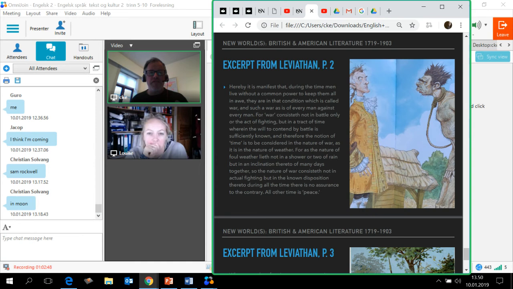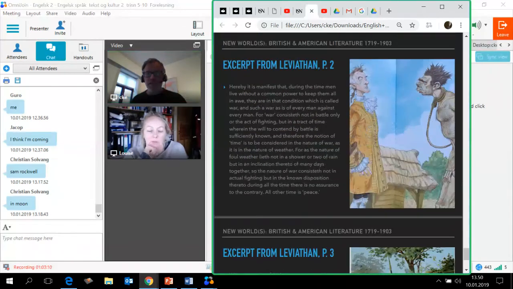"For as the nature of foul weather lieth not in a shower or two of rain, but in an inclination thereto of many days together, so the nature of war consisteth not in actual fighting, but in the known disposition thereto during all the time there is no assurance to the contrary. All other time is peace."